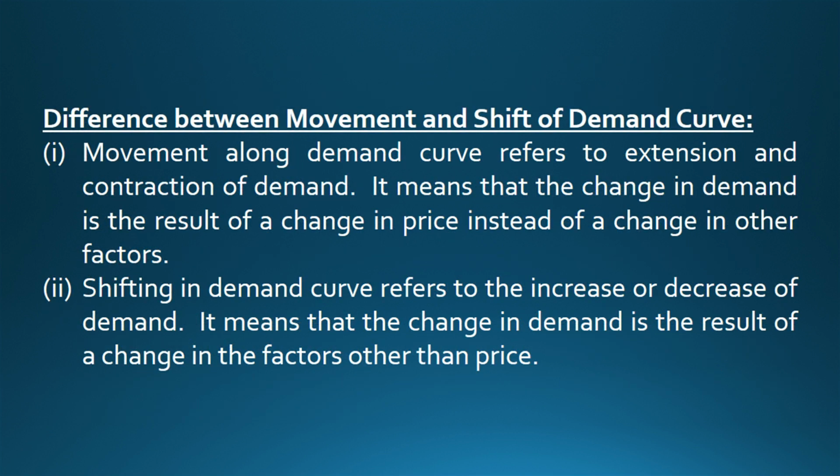Difference between movement and shift of demand curve. 1. Movement along demand curve refers to extension and contraction of demand. It means that the change in demand is the result of a change in price instead of a change in other factors. 2. Shifting in demand curve refers to the increase or decrease of demand. It means that the change in demand is the result of a change in the factors other than price.